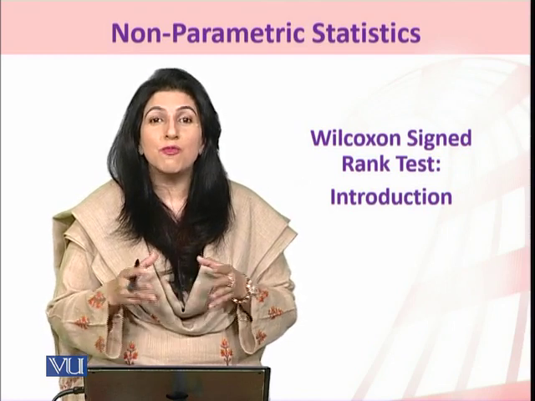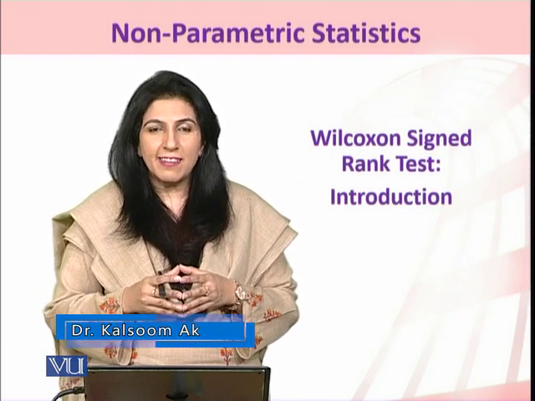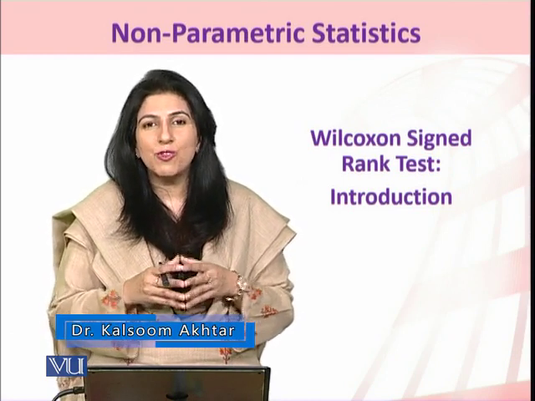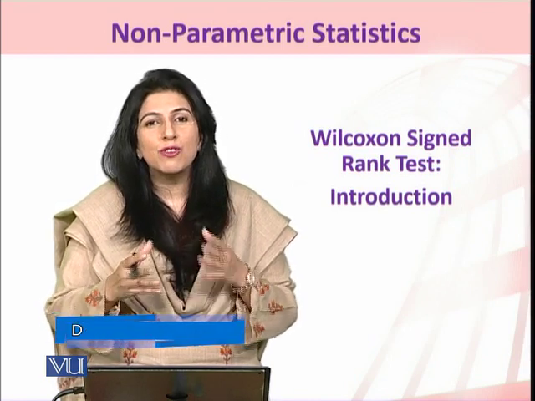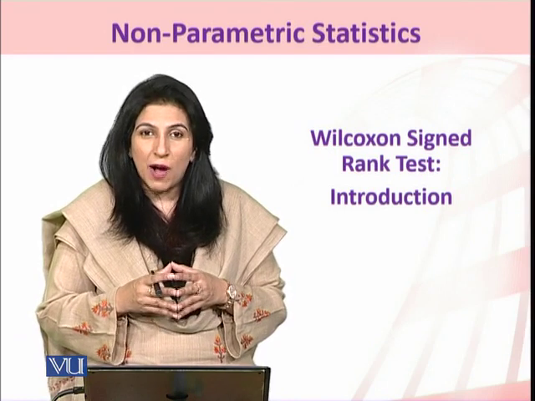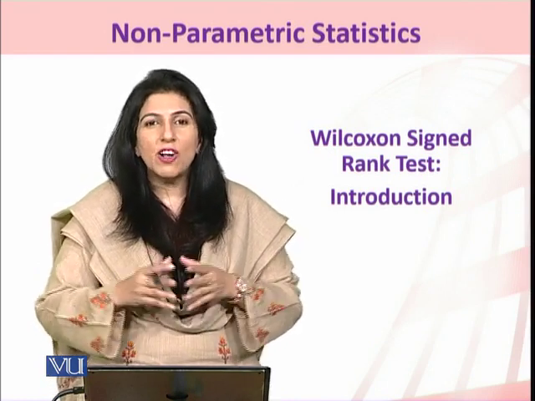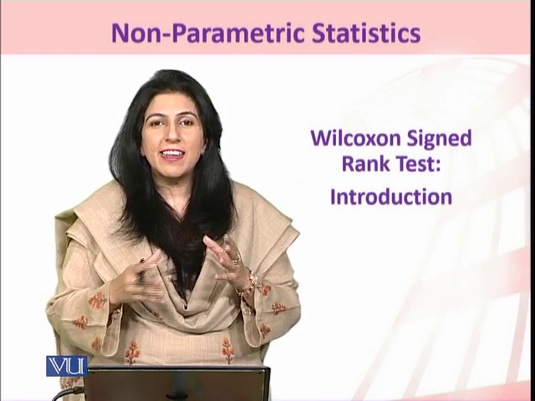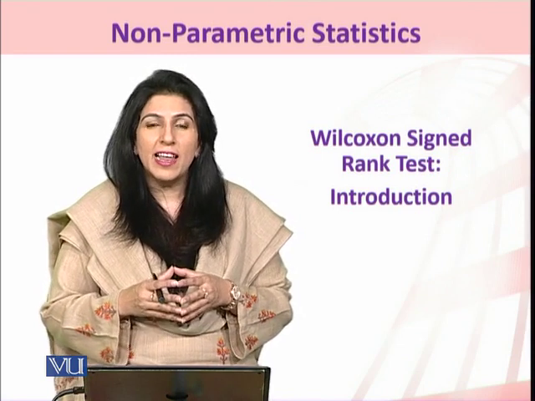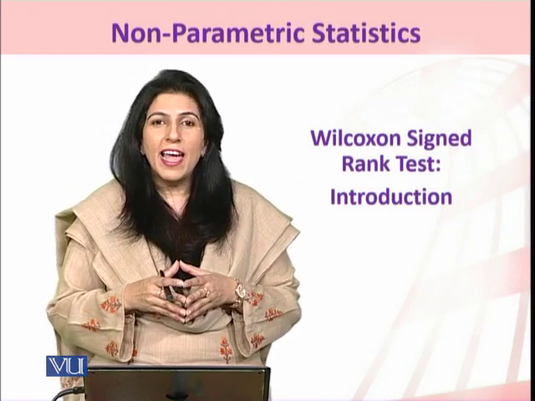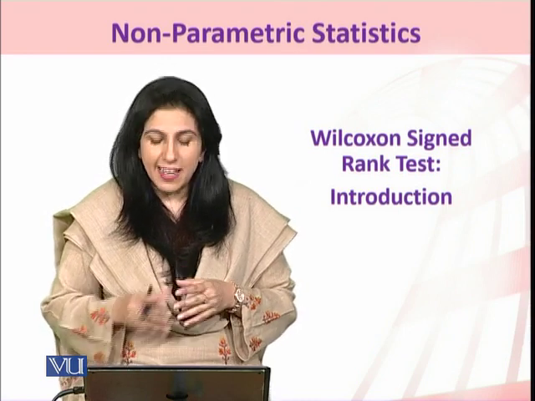Wilcoxon signed rank test is more powerful as a test compared to the sign test, because the sign test just takes into account the signs of the differences among the two types of measurements x and y that are related to each other, whereas the Wilcoxon signed rank test takes into account the magnitude of the differences as well. So that is why it differentiates this test from that of the sign test.